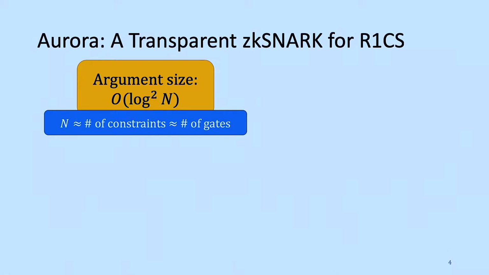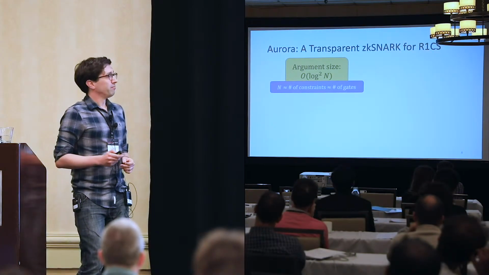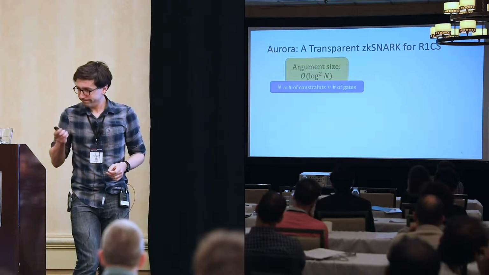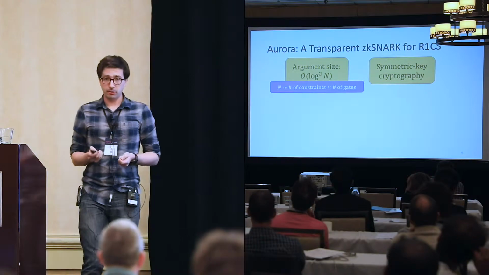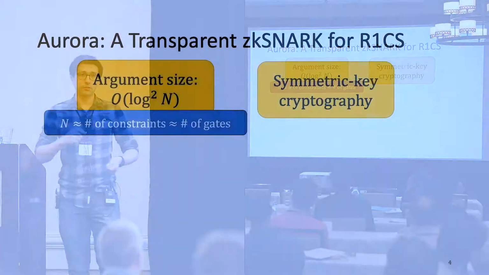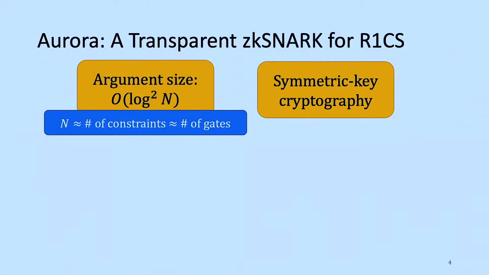The size of the argument is log squared in the number of constraints, or the number of gates in the circuit that you started with. We only use symmetric key cryptography, so this is in contrast to other things like, you may have seen, bulletproofs or pairing-based snarks. So the only thing that we need is essentially strong hash functions.